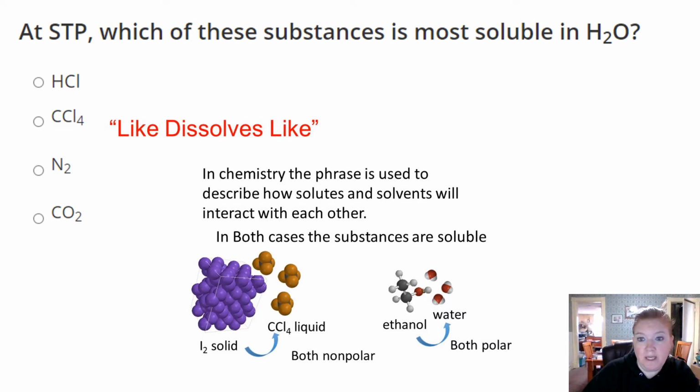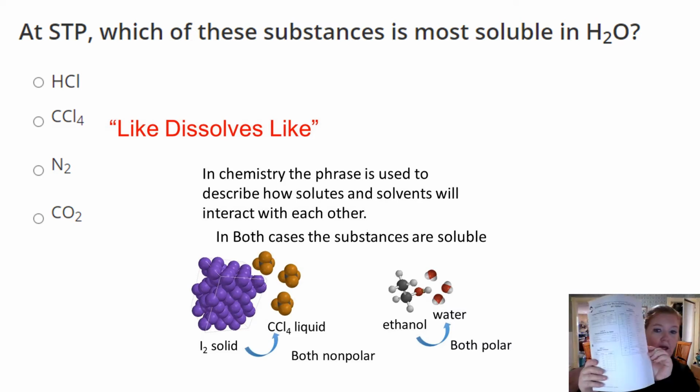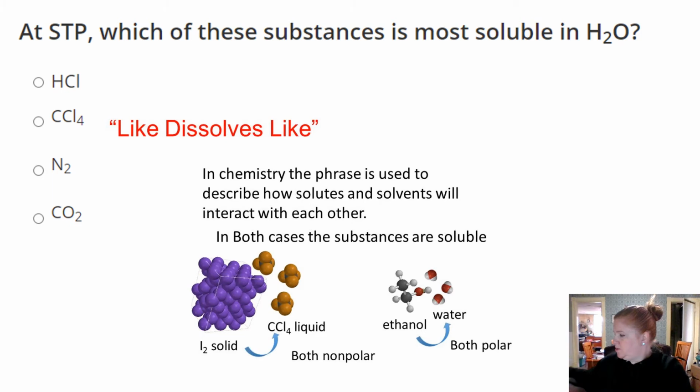So what I would do is look in my reference table, the big one, Table S, and subtract some electronegativities. For this one, I would subtract H minus Cl. Do C minus Cl. Do N minus N, well, I know that's 0. And C minus O. And I'm going to find the one that is most likely going to be ionic or heavily polar, and that's going to be my answer.